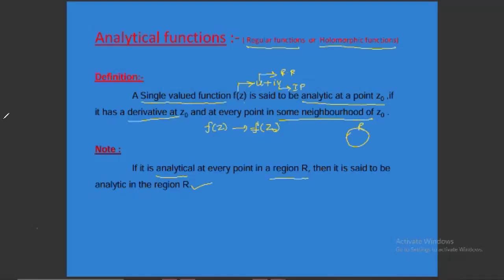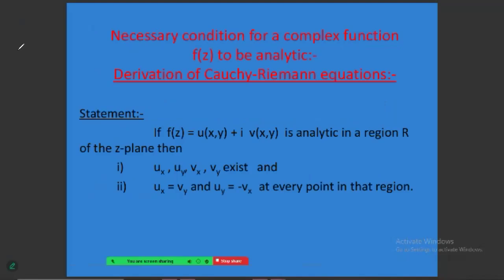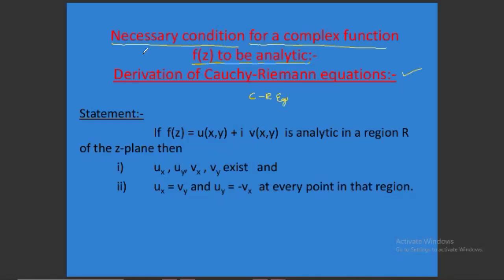Next, necessary and sufficient condition. The necessary condition for a function f of z to be analytic: first we are going to discuss the necessary condition, and next we will see the sufficient condition. So, the derivation of the Cauchy-Riemann equation, that is, the CR equation. The short form of this equation is CR equation.